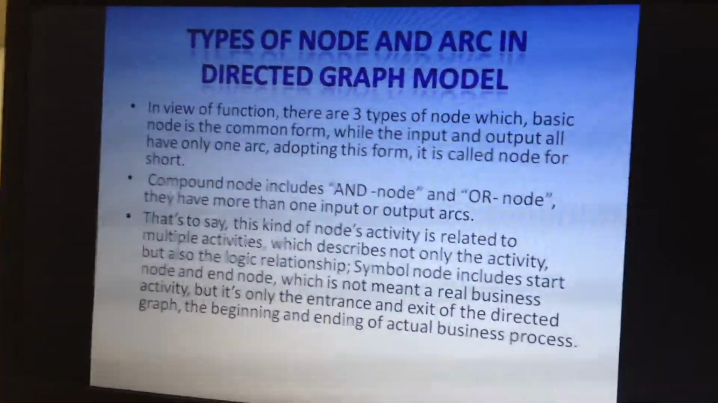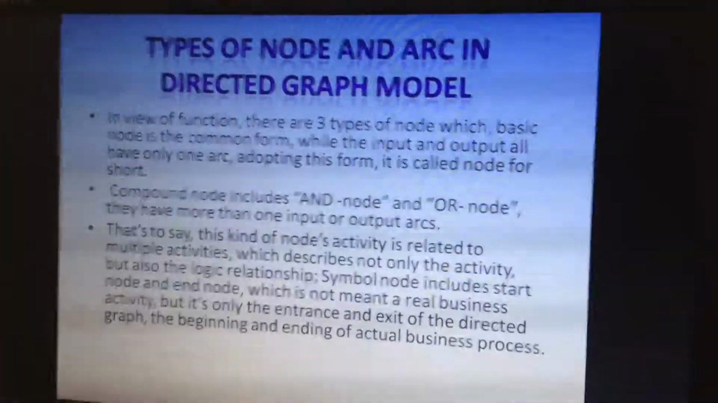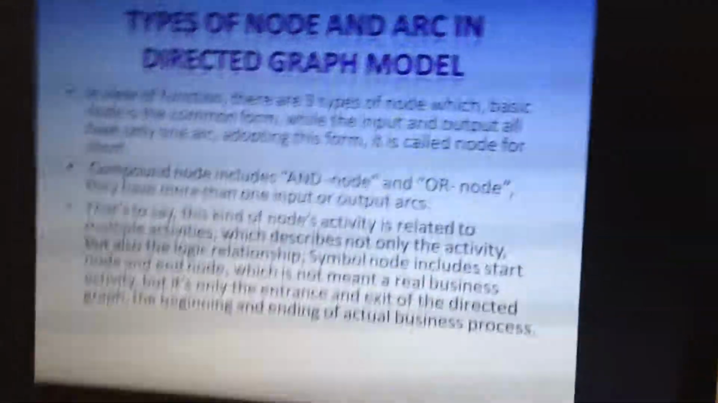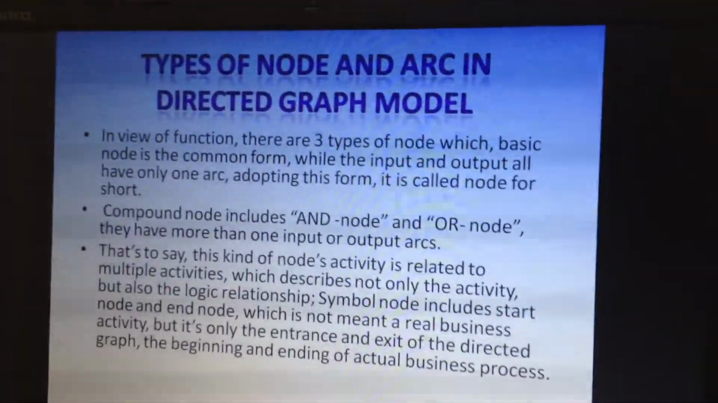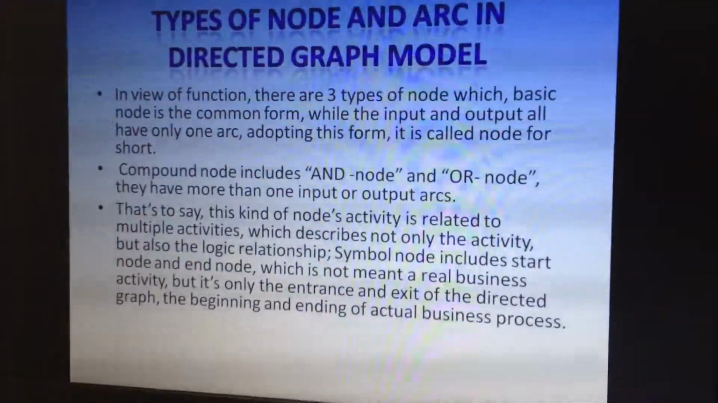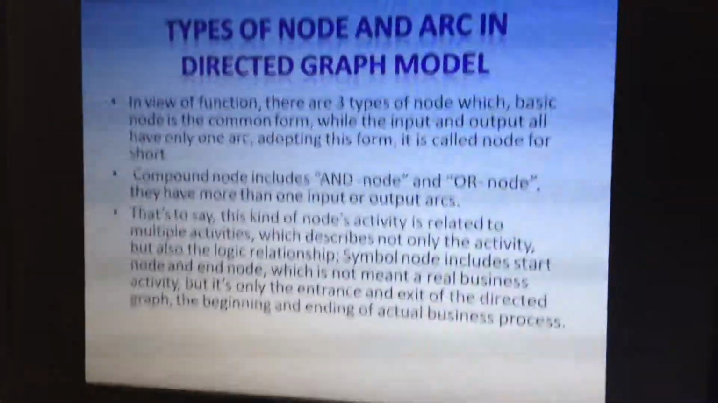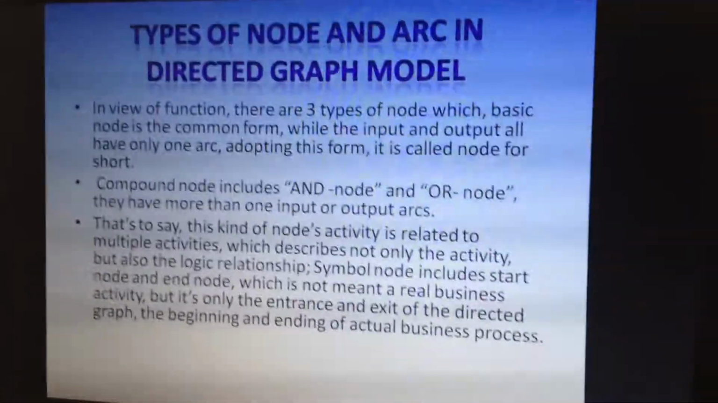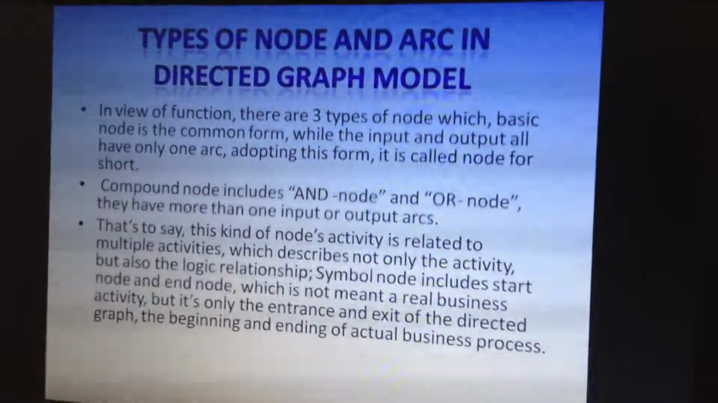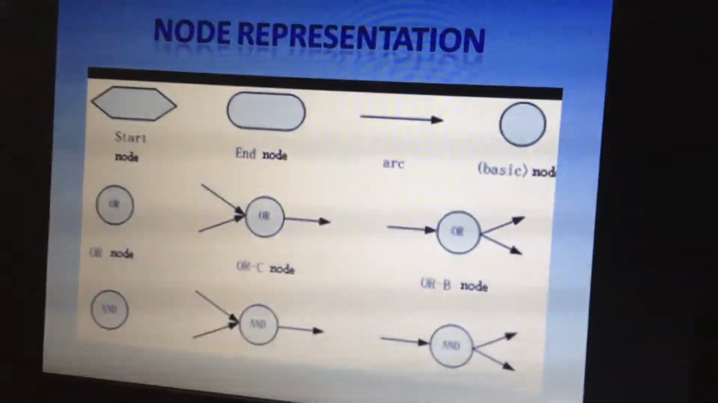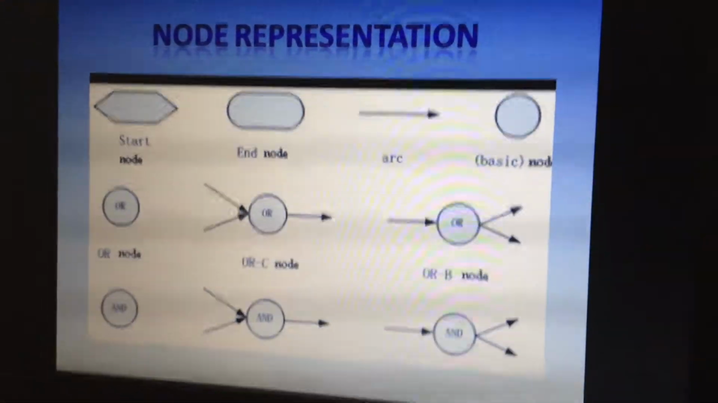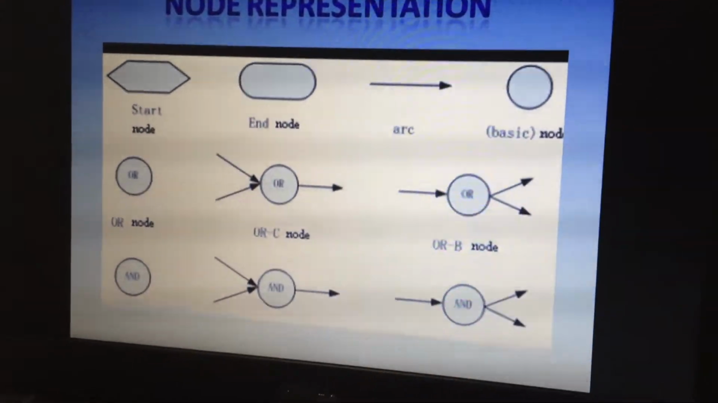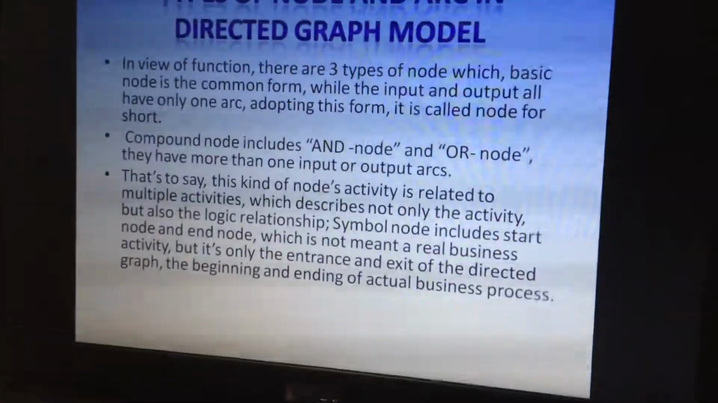That's to say, this kind of node's activity is related to multiple activities, which decides not only the activity but also the logic relationship. Symbol node includes start node and end node, which do not mean a real business activity, but are only the entrance and exit of the directed graph, the beginning and ending of the actual business process. Node representation is in this way. This is basic node, composite node, and the symbol node.